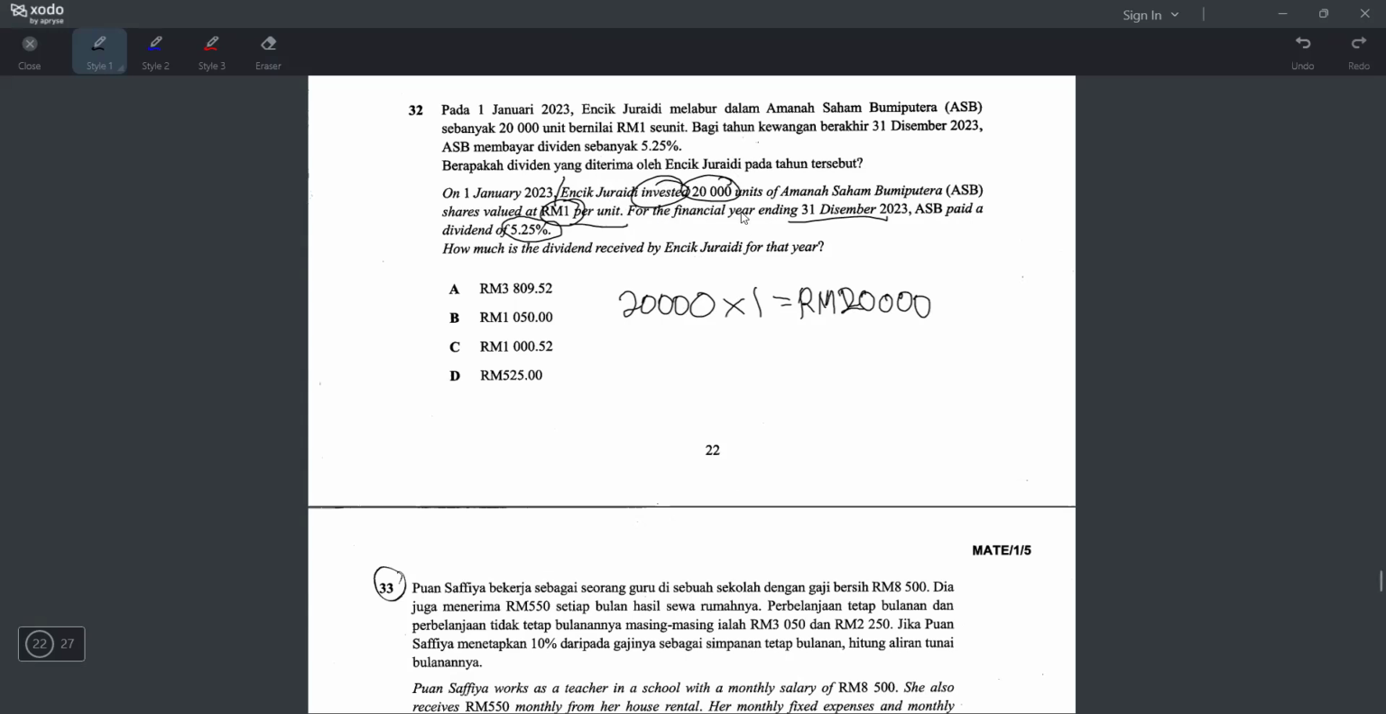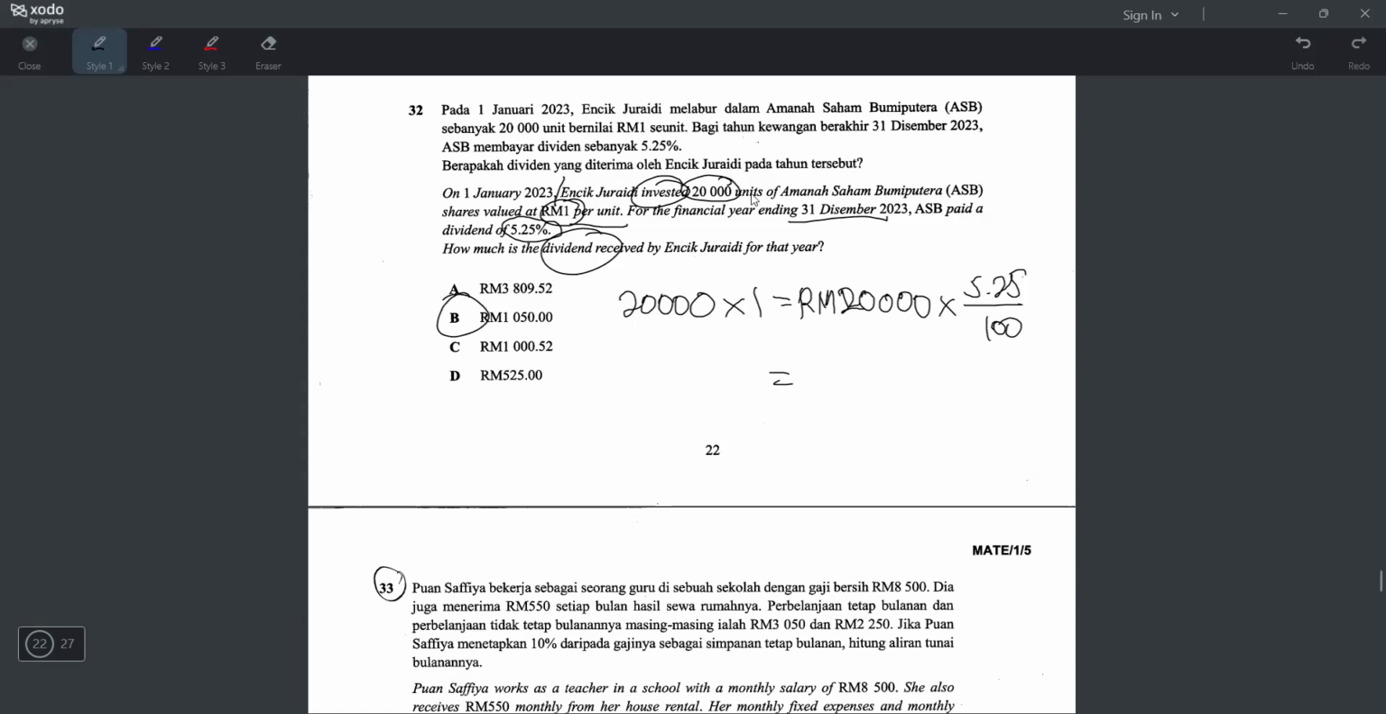Okay. And then for the financial year ending, ASB paid a dividend, and then they want to calculate dividend. So easy, just times with the 5.25%. Right? So just darab dengan 5.25 over 100. Percentage is over 100. So you just tekan this one and get the answer already. So easy. 20,000 times 5.25 divided by 100. Okay, my calculator give me 1050. So that's the answer. So it's very easy.